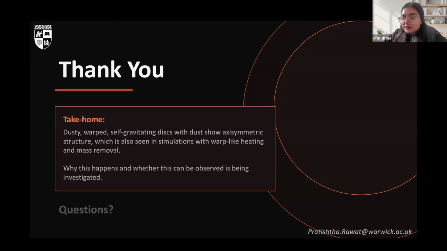We're not sure yet. We haven't thought about whether or not we can observe this kinematically yet. But when we go into the synthetic observation stage, we will definitely think about it.